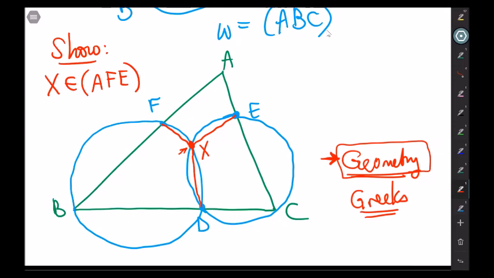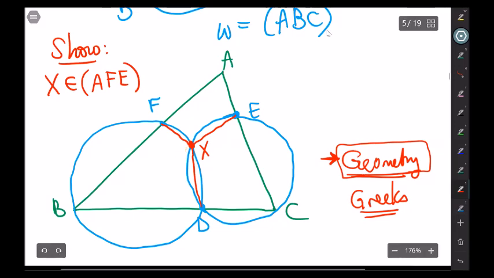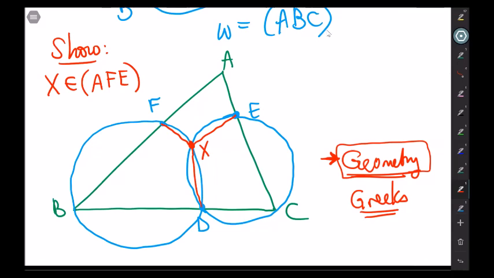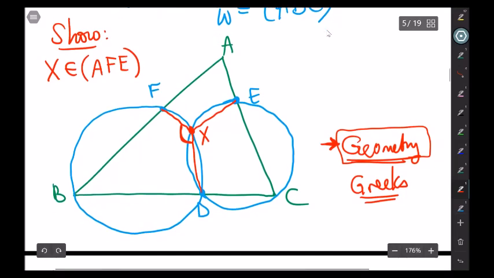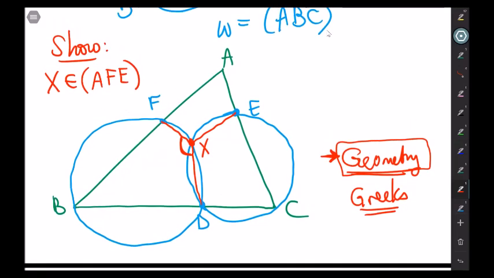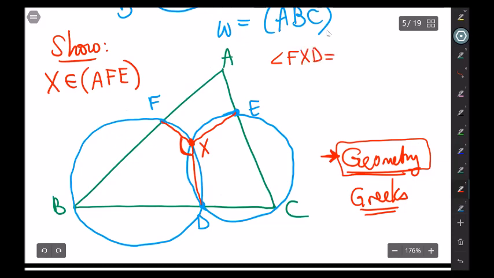Anyhow, so I think the whole idea here is to chase angles, right? Did you guys start chasing angles? For instance, can you tell me what this angle here measures? Angle FXD. Let's go ahead and chase those angles. Angle FXD measures.